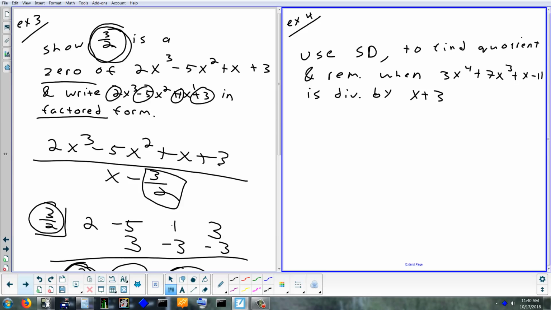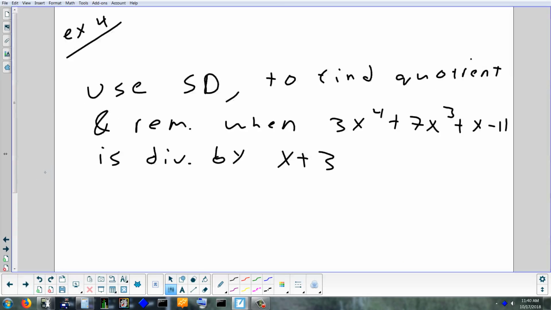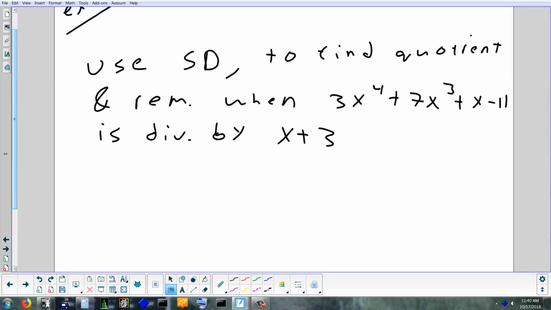All right, so let's use just a basic one. Use synthetic division, and I just want to know the quotient and remainder when I divide this. Now, what I divide by, it's supposed to look like what? X something and then a number. If you want to use synthetic division, it has to look like what?